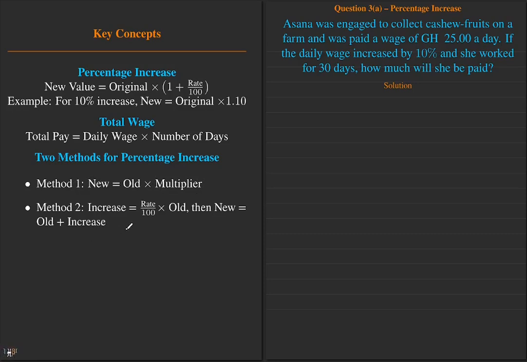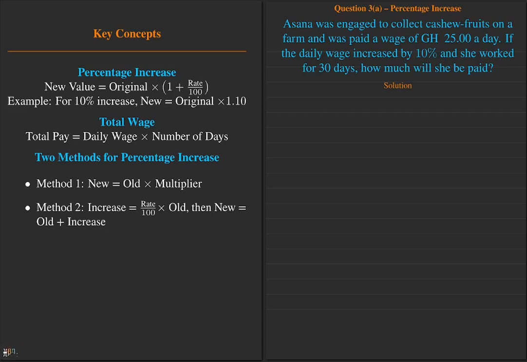Method 2 says multiply the rate by the old value, and then the new value is equal to the old plus the increase. Taking this literally, I'm sure it might not be too clear, but let's go to the question and see how we can apply them and enhance our understanding as well.